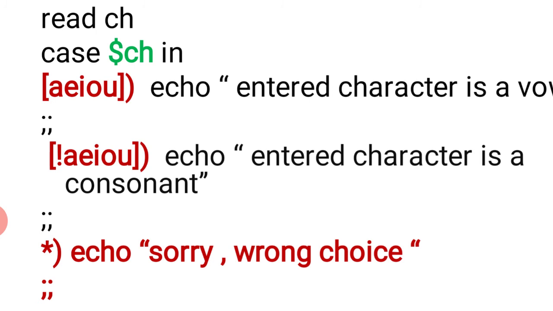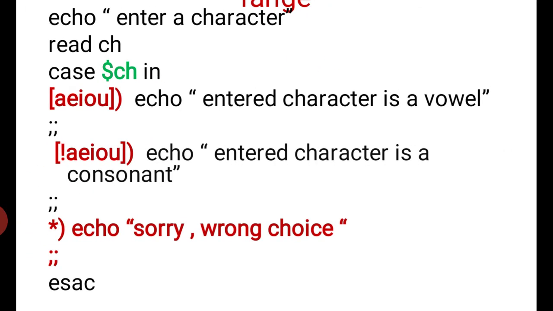So you need to take care of this, because the program is designed in such a way that the user enters only an alphabet from A to Z. So if you press 7 or 8 here, it will display enter character is a consonant, because the condition is true: it is not A, E, I, O, U, right? So you have to take care of this. You need to enter either A, E, I, O, U, or other than these, only alphabets.